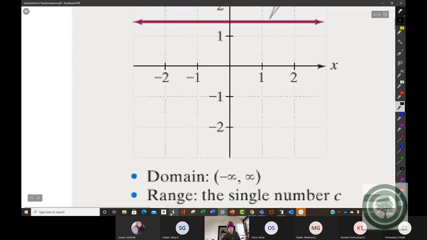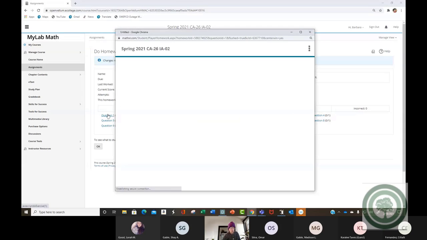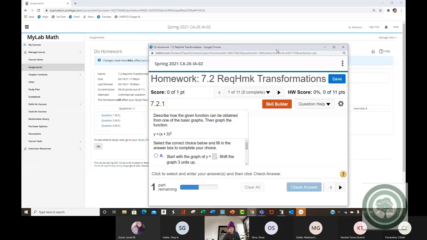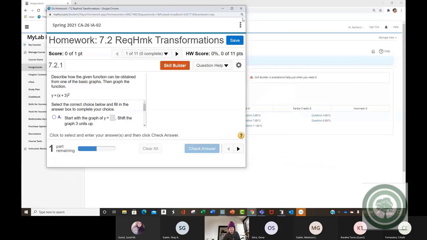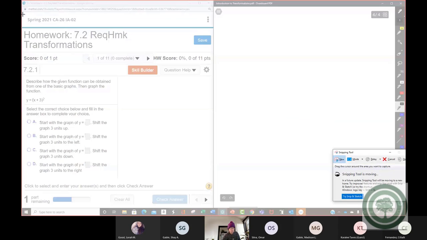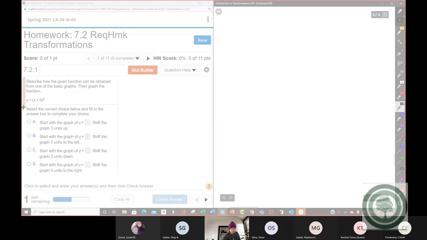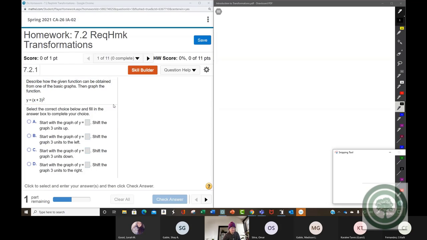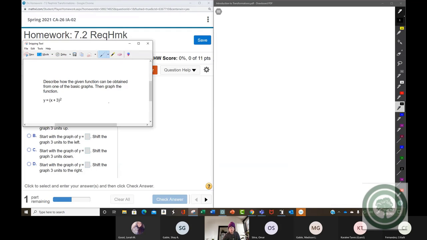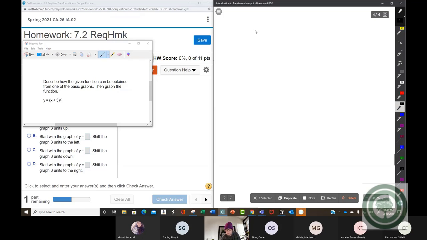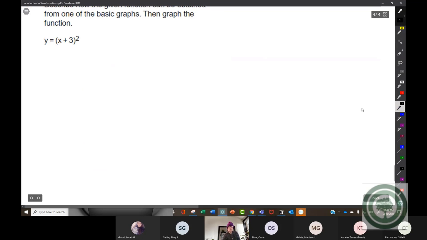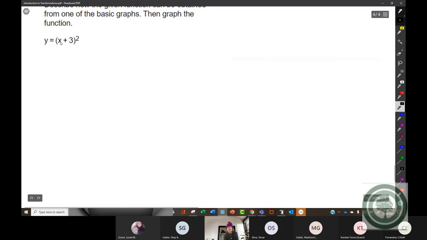So let's look at the homework. Number one in your homework. The instructions say describe how the given function can be obtained from one of the basic graphs, then graph the function. Look what we're dealing with. We're dealing with y equals (x plus 3) squared.